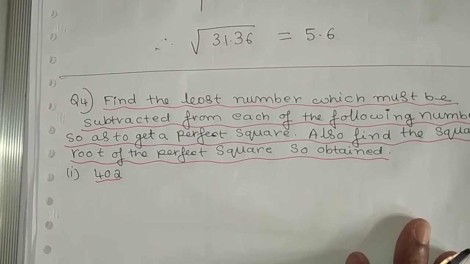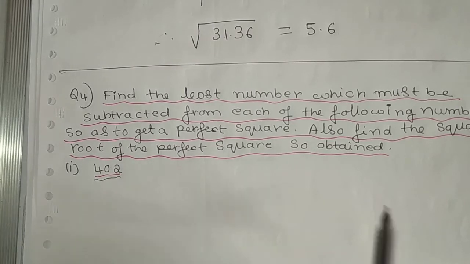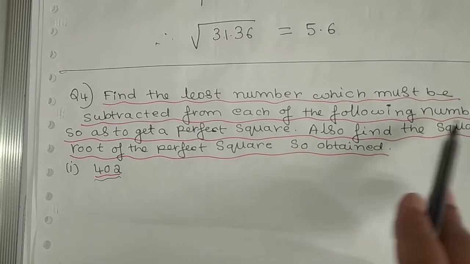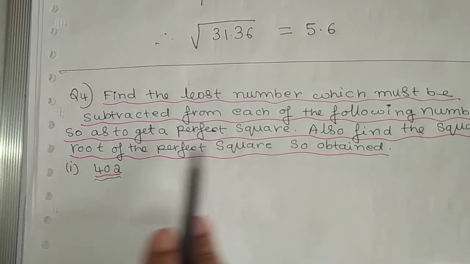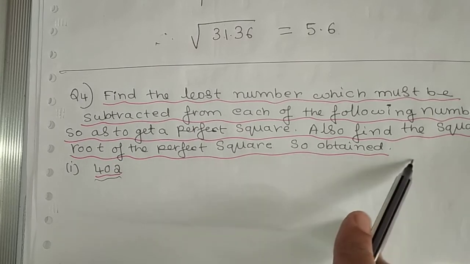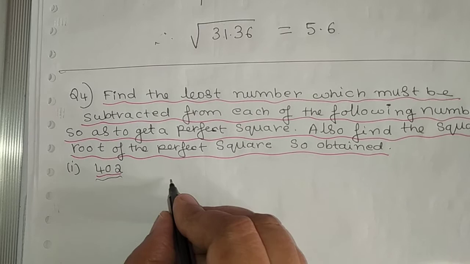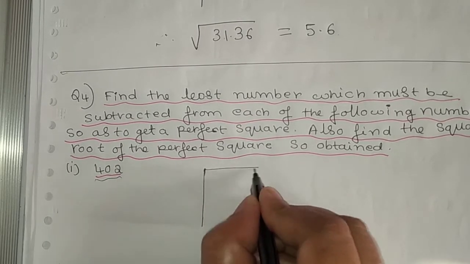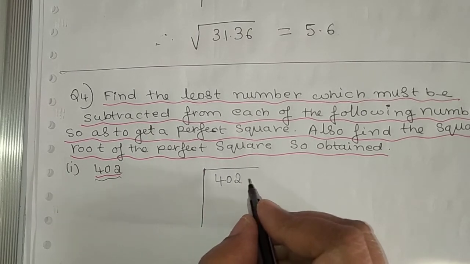See, the fourth one is: find the least number which must be subtracted from each of the following numbers so as to get a perfect square. Also find the square root of the perfect square so obtained. I'll just write the first one and you will understand the question. First take this 402. So find the square root of this number.